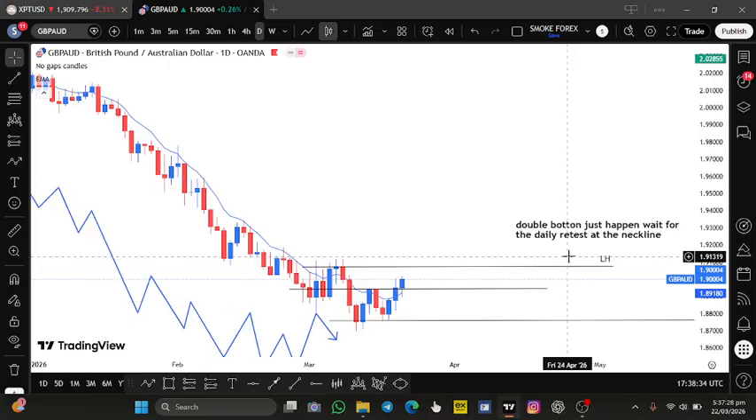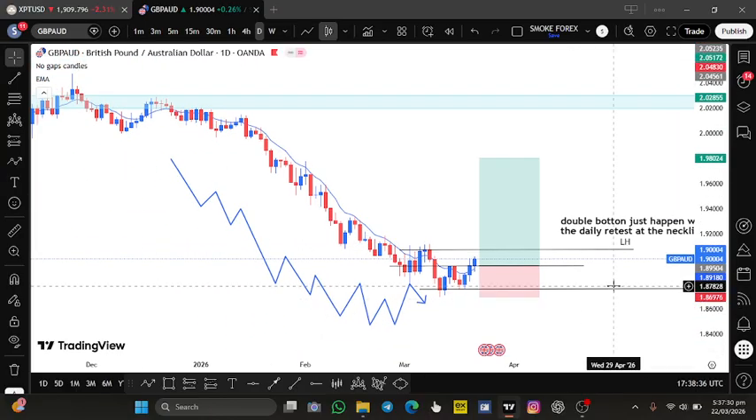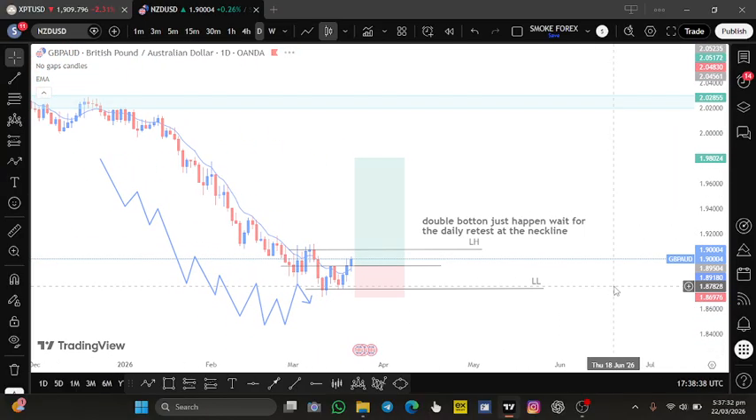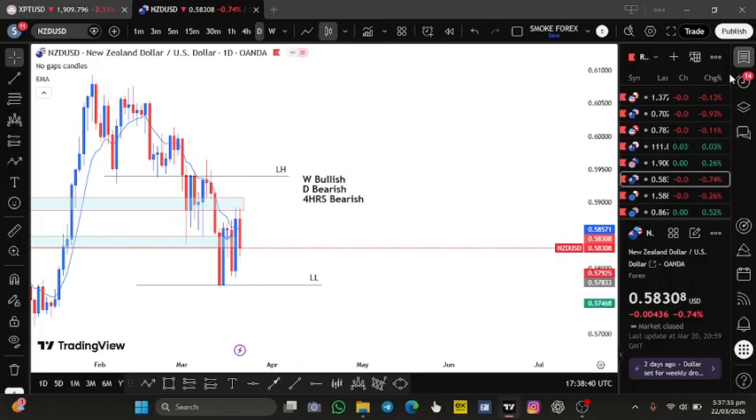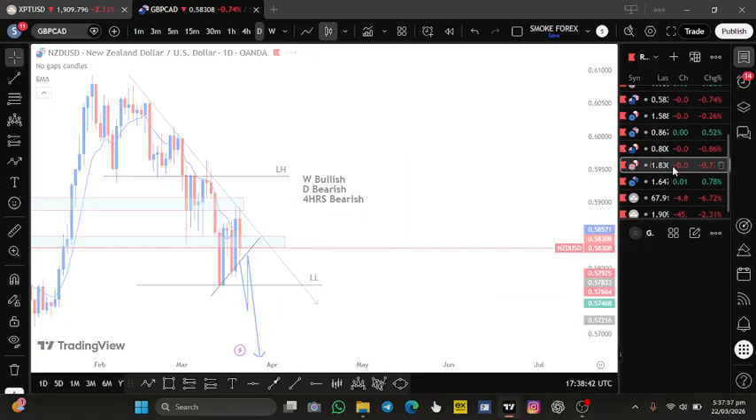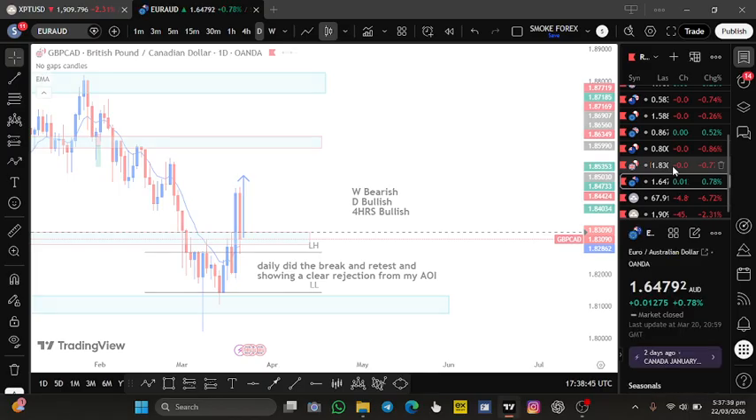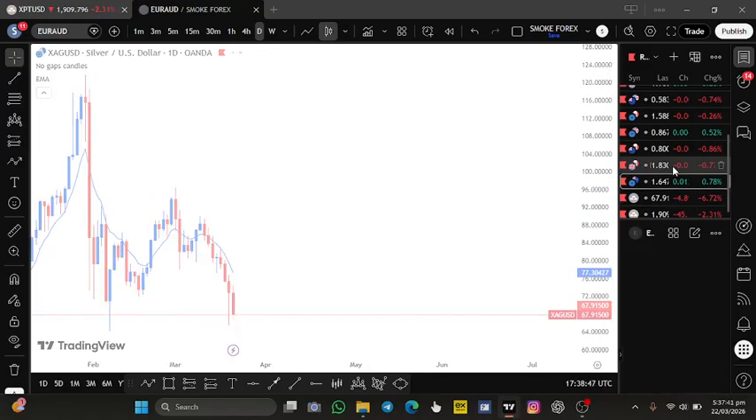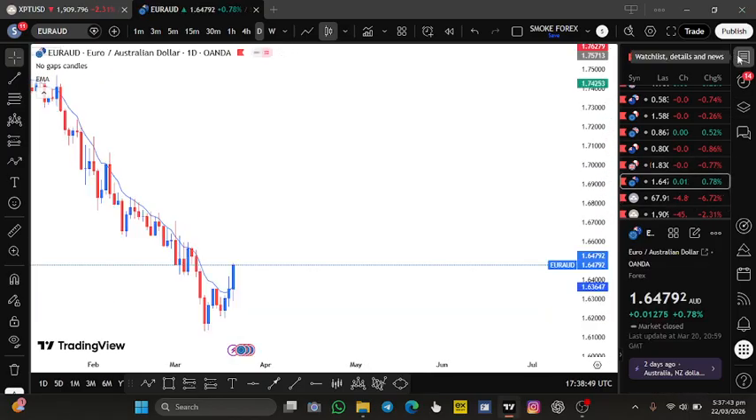My next pair, I think I've touched down on this pair already. Okay. I've touched on GBP AUD.